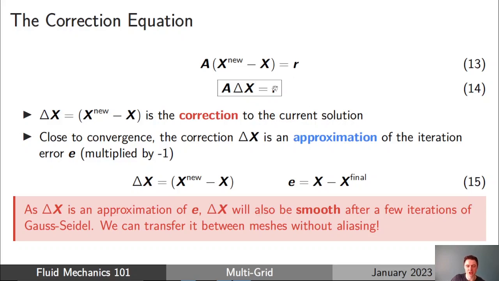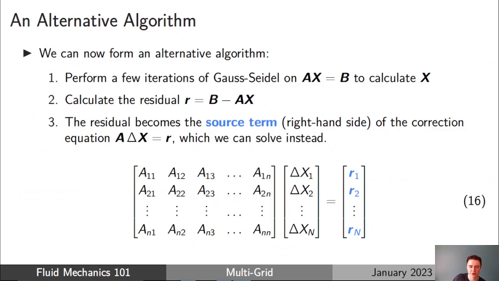We're going to solve the correction equation because the residual vector r will be smooth and the correction vector will also be smooth after we've done a few iterations of the Gauss-Seidel algorithm. So I've described this as an alternative algorithm. How do we pull all these features together?